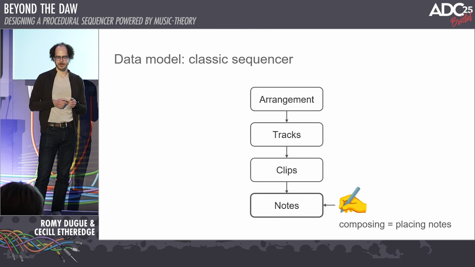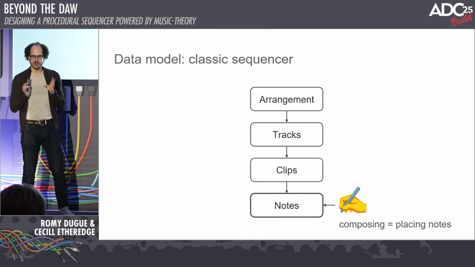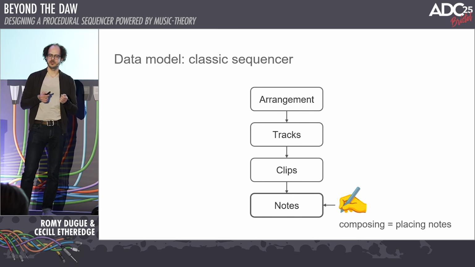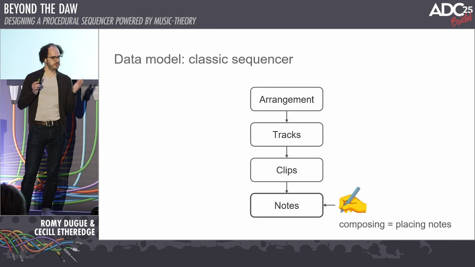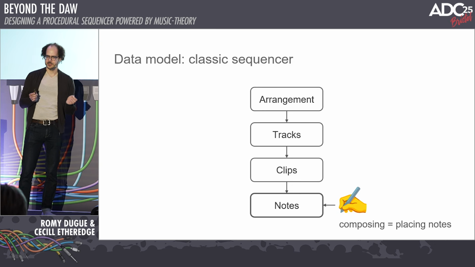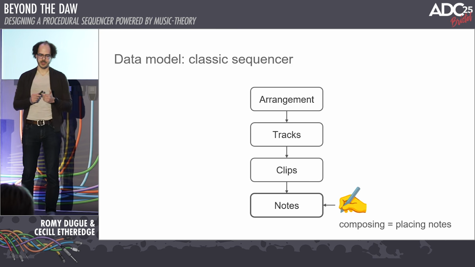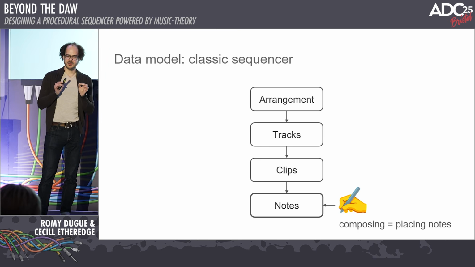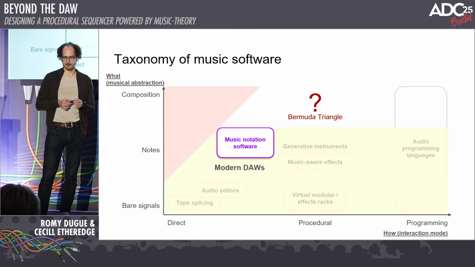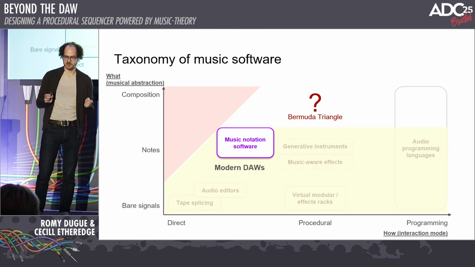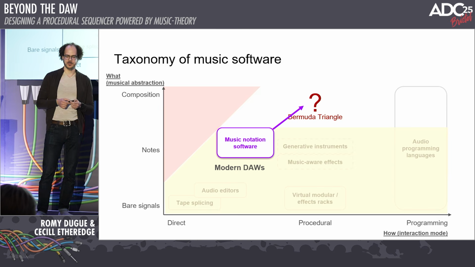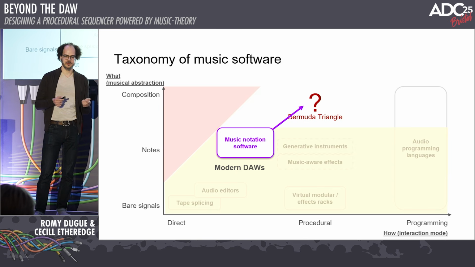And the point here is that as a user interacting with a classic sequencer, you're always expected to deal with nodes, to place nodes, to drag nodes, even if there's tools out there that help you with more abstract compositional things. You're always, in the end, putting down nodes. And it shows the origin of many DAWs as being in music notation software. And again, we're trying to get past that point towards something more procedural.